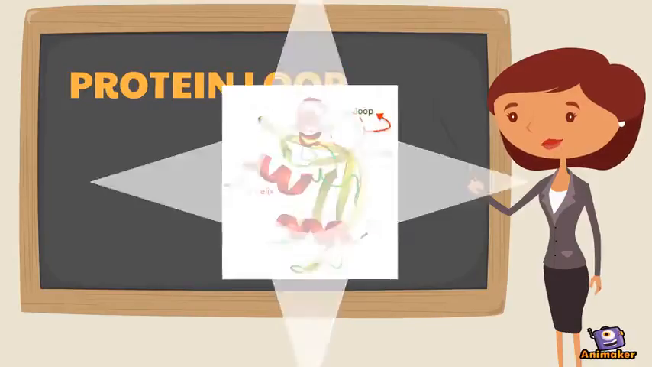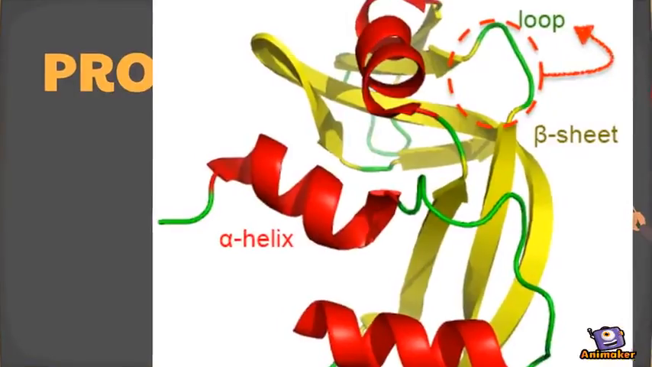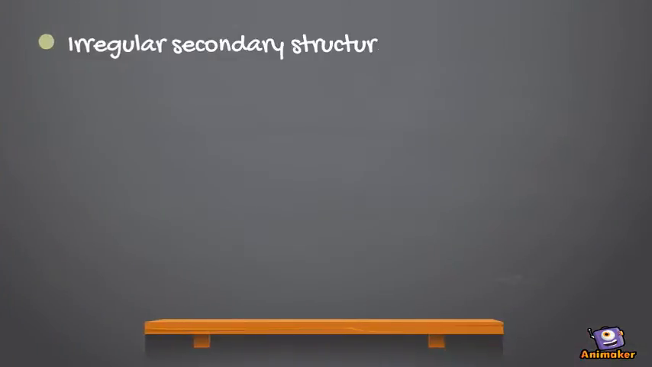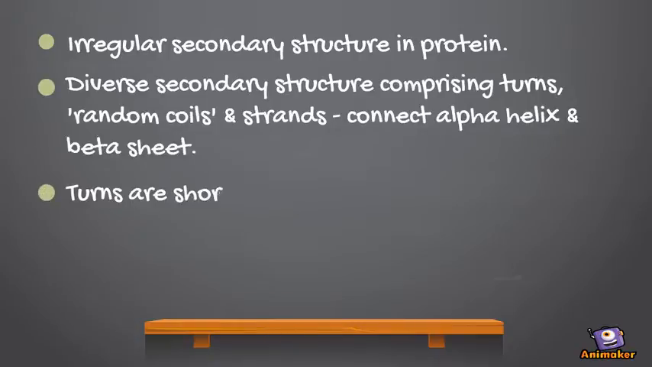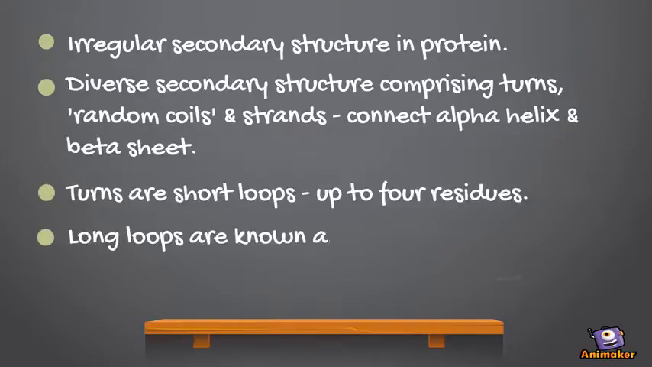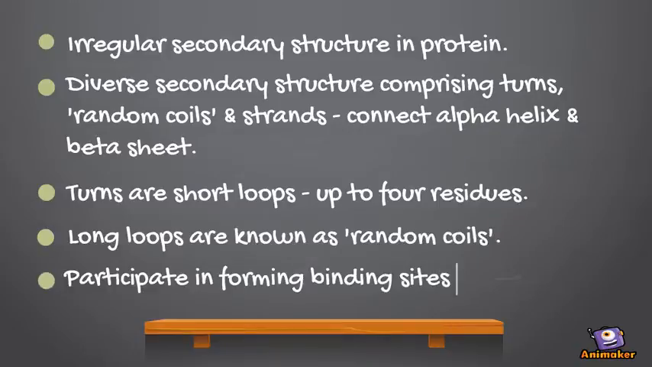Protein loop. An irregular secondary structure in protein that is formed from 2 to 16 residues. It is a diverse class of secondary structures comprising turns, random coils, and strands which connect the main secondary structures, alpha helix and beta sheet.